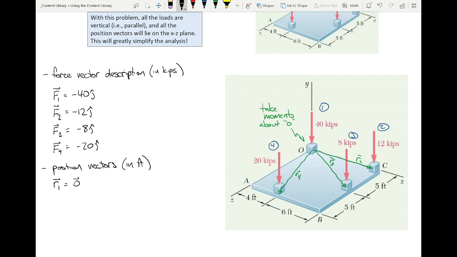The others do, okay? So R2, R3, R4, now that's a different story. So R2, let's see if we can do R2. Can somebody tell me what is the description of R2 going to be? Remember, this is the x-axis, this is the y-axis, this is the z-axis. Do any of these vectors have a y-axis component? No. So what about R2? What's the description for that vector? 10i. Exactly right.